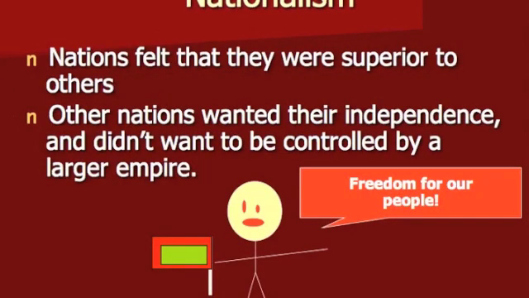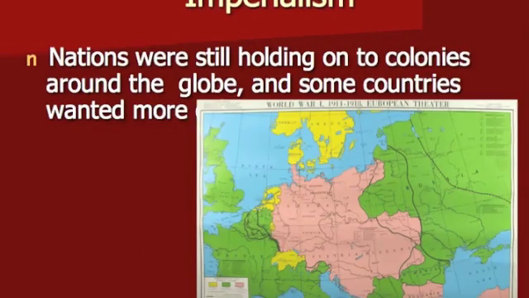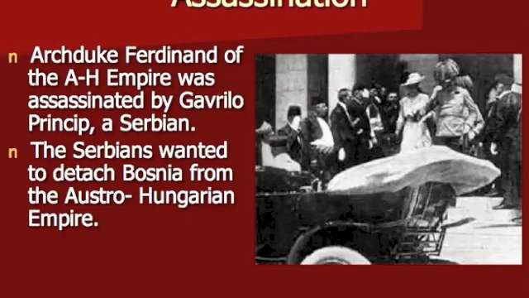Okay, now the N stands for nationalism. Just like nationalism was a cause of imperialism, it was a cause of World War I. Because we already learned that nations thought they were superior to others, that they were better than others. And some countries, on the other hand, didn't want their independence to be taken over. So now nationalism leads way to imperialism, which is the I. Nations were still holding on to colonies around the globe, like Germany and Belgium and England. And some countries wanted independence. Okay, we'll get into this more in depth.